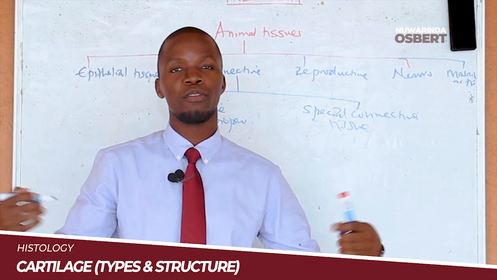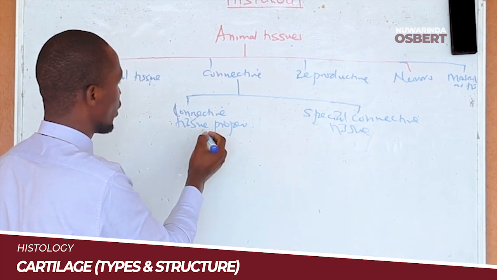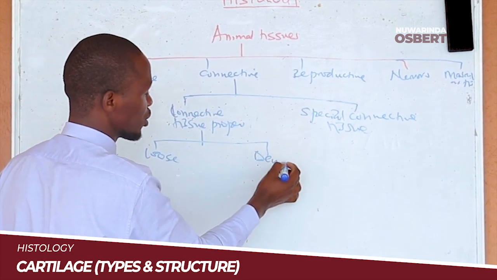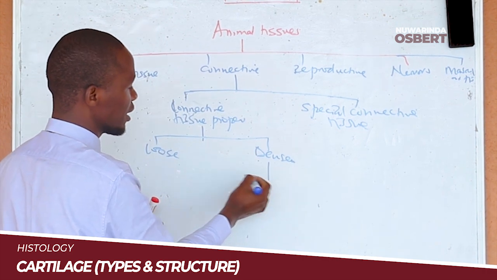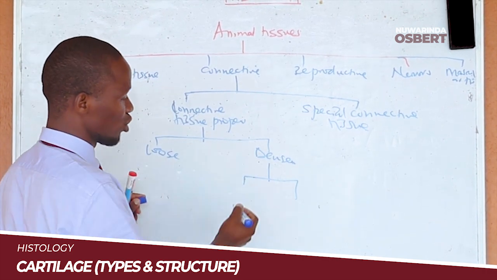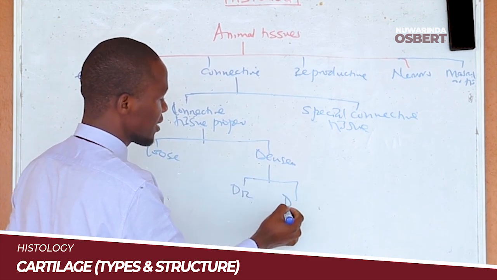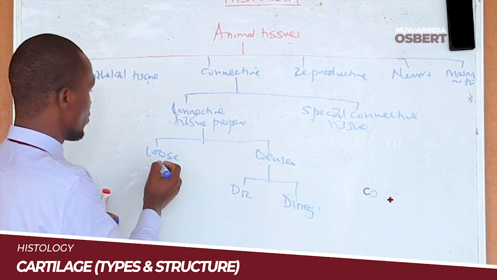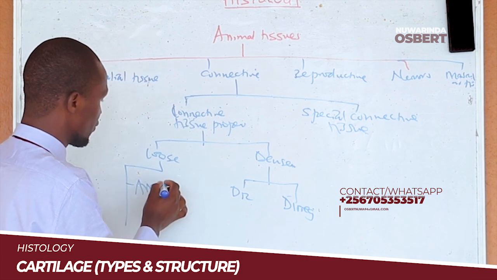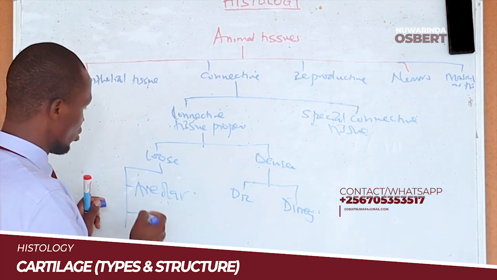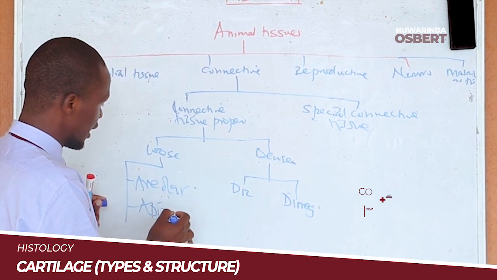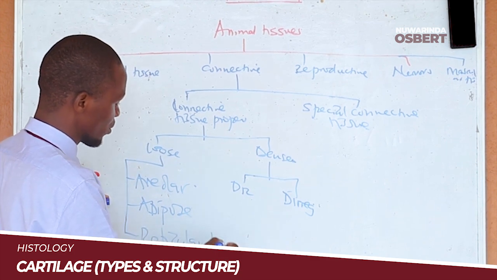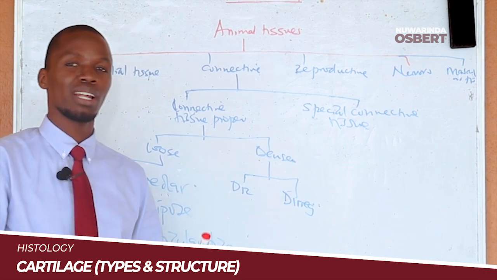And we have also been able, in the previous episodes, to see that connective tissue proper is divided into loose and then dense connective tissue. We saw that the dense connective tissue is divided into the dense regular and then the dense irregular connective tissue. And the loose connective tissue is divided into the areolar tissue, adipose tissue, and then reticular tissue. All these ones we have already seen in the previous episode.